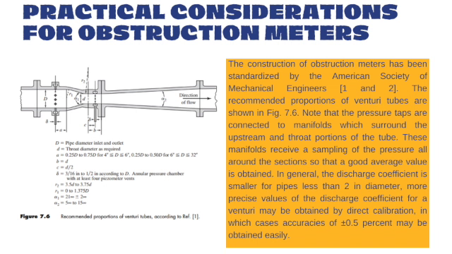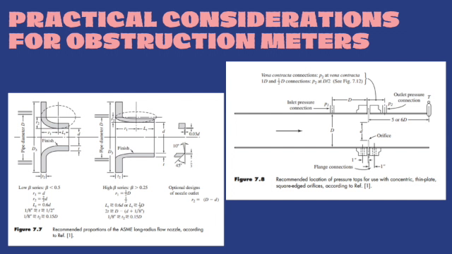To continue, when the pressure taps are connected to the manifolds, which surround the upstream and throat portions of the tube, these manifolds receive a sampling of pressure in all sections so that a good average value can be obtained. The discharge coefficient, however, is smaller for pipes less than 2 inches in diameter.